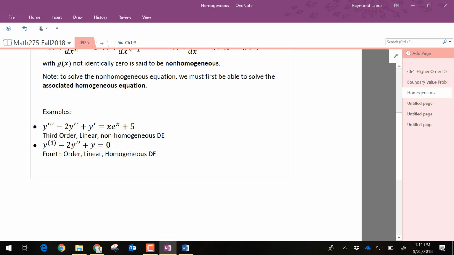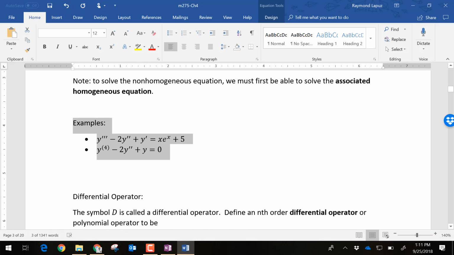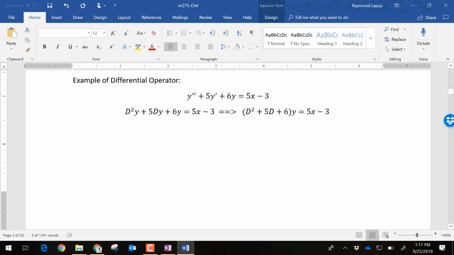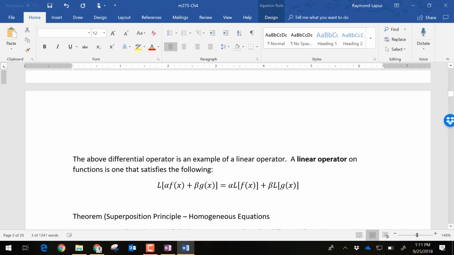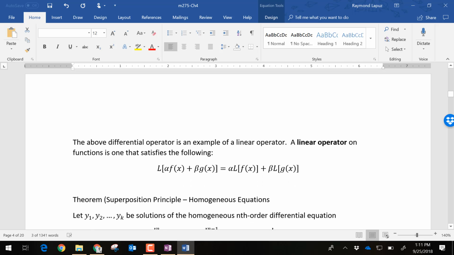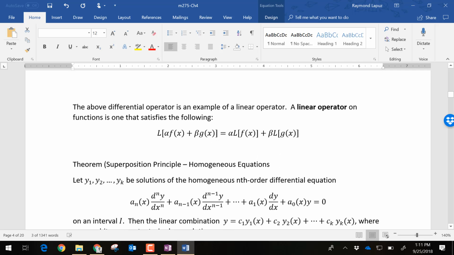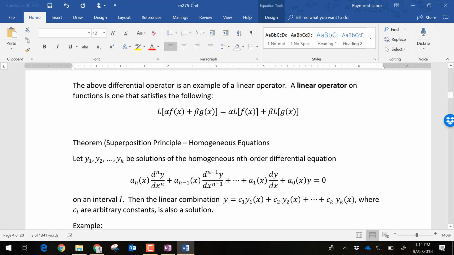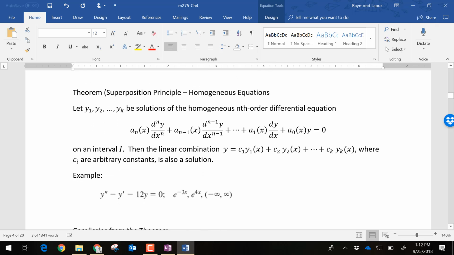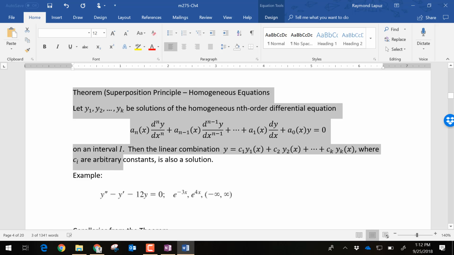All right, so let's figure out how the solutions might look when we're dealing with these types of differential equations. Let's skip over the differential operator, linear operator. We're going to go into the theorem called the superposition principle.